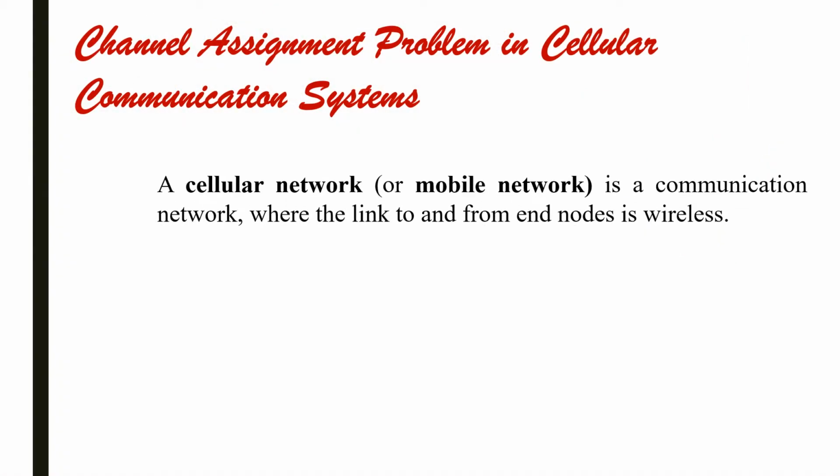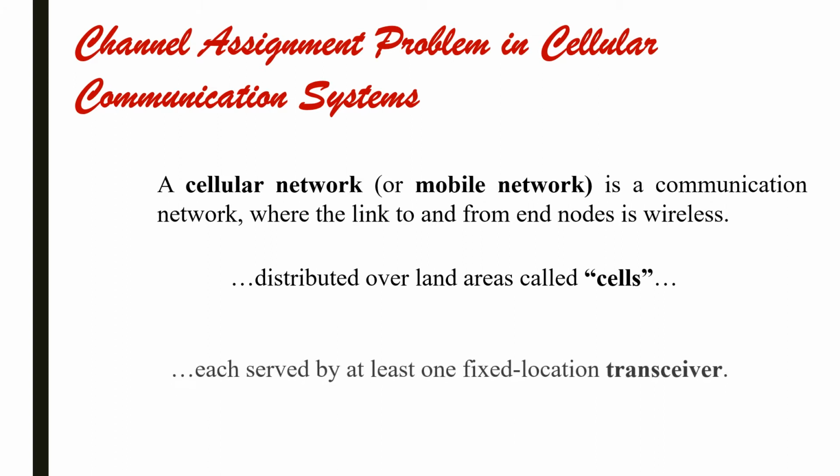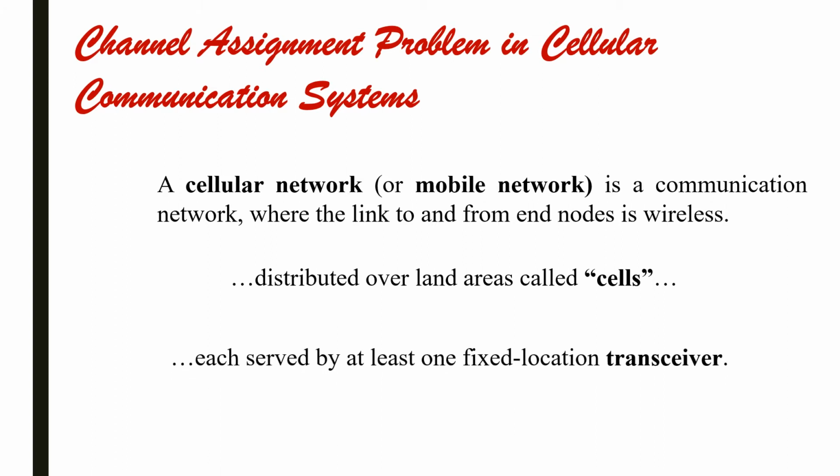A cellular network is a communication network where the link to and from end nodes is wireless. The network is distributed over land areas called cells, each served by at least one fixed location transceiver. These base stations provide the cell with the network coverage which can be used for transmission of voice, data, and other type of content. A cell typically uses a different set of frequencies from neighboring cells in order to avoid interference and provide guaranteed service quality within each cell.